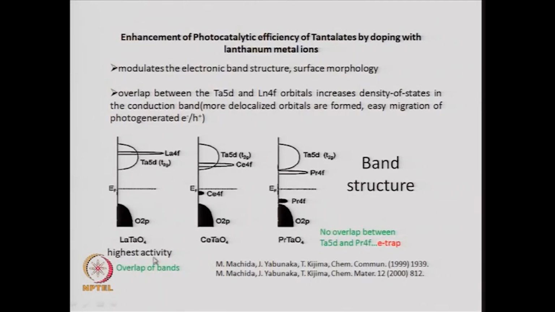So, one thing is clear: the better the overlap of the orbitals, the higher is the activity, and the poorer the overlap of orbitals or bands, the activity will be very low and the electron will be trapped, and the electron will not be able to reduce anything because it is trapped there.